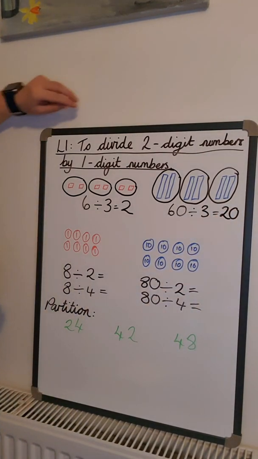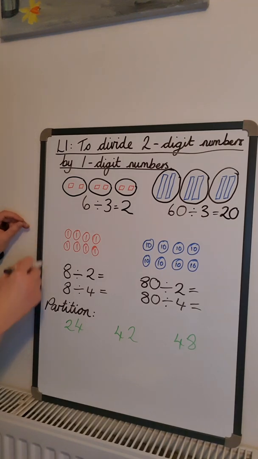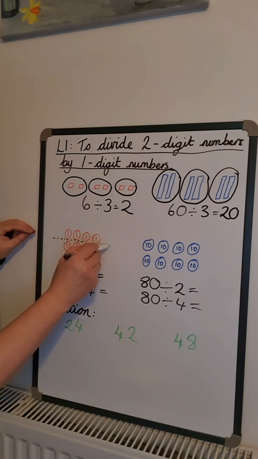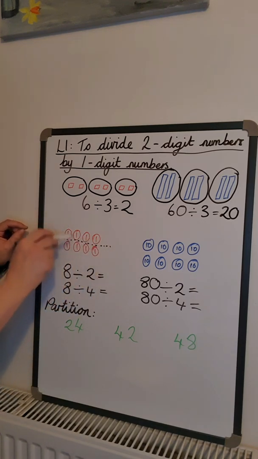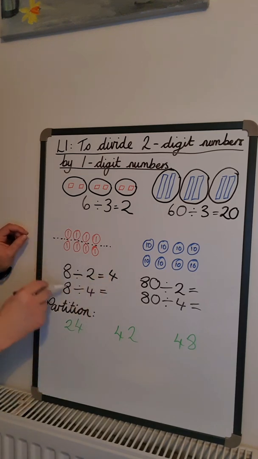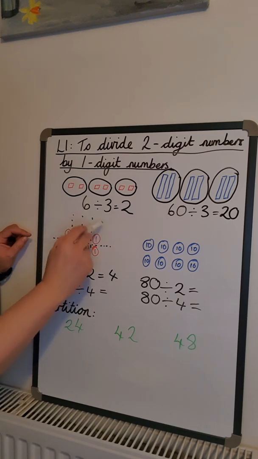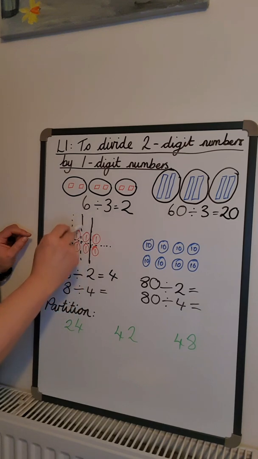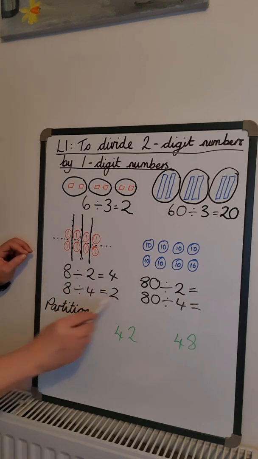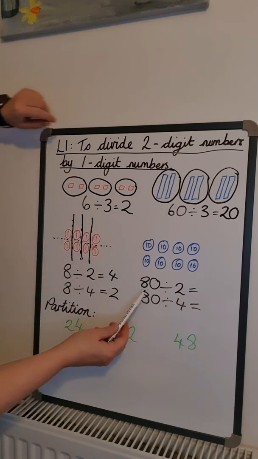Then down here, we've got 8 divided by 2. So that way, we would do our line through there. 8 into 2 groups is 4. Whereas if we're doing it into 4 groups, we would do it that way. I'll do solid lines so we don't get confused. Then we've got 2 in each group.